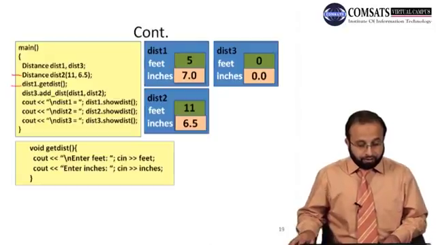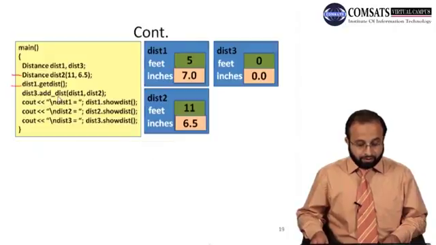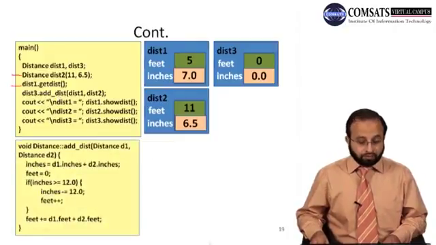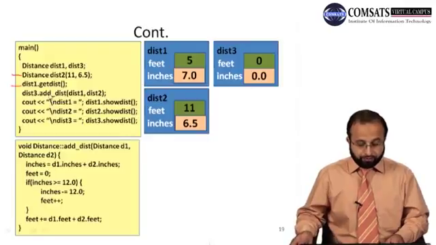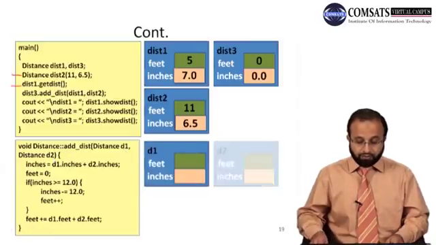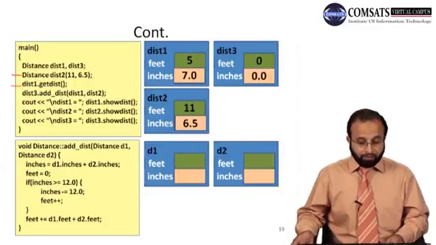And then the next statement is the addDest function. So this is the addDest function. Now this is the call to the function addDest, right? And when the function is called, it first creates these two objects, d1 and d2. Now the values will be copied. The value of dest1 will be copied to d1 and the value of dest2 will be copied to d2.